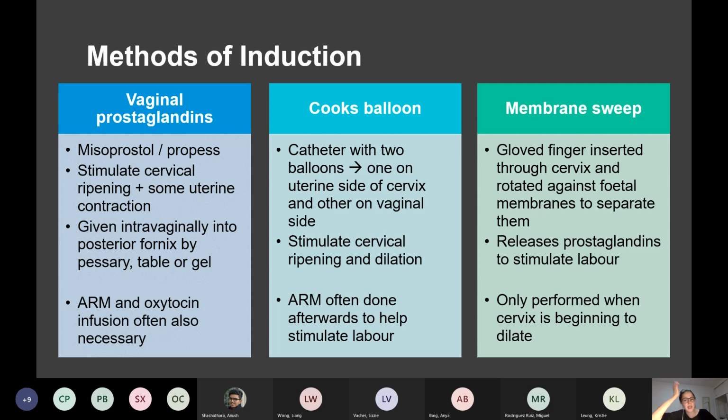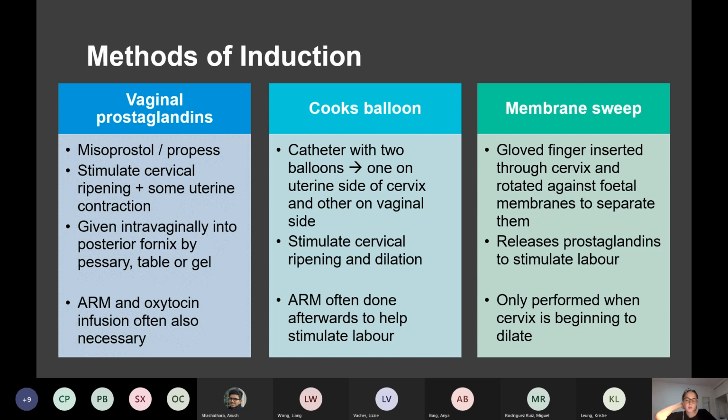And the last method is a membrane sweep. Apparently these are really painful and not very nice. Basically, a gloved finger is inserted into the cervix, and they rotate it around the membranes, and it separates the membrane from the uterine wall. That separation releases prostaglandins, and the prostaglandins hopefully start labour. So you separate them, and then that releases prostaglandins.